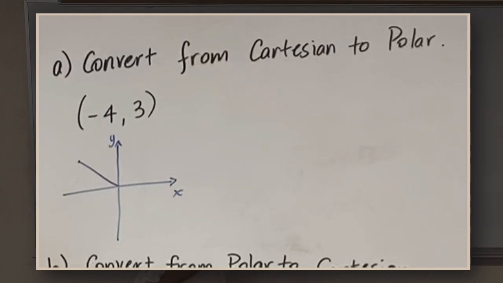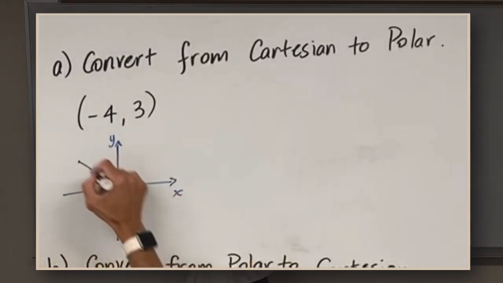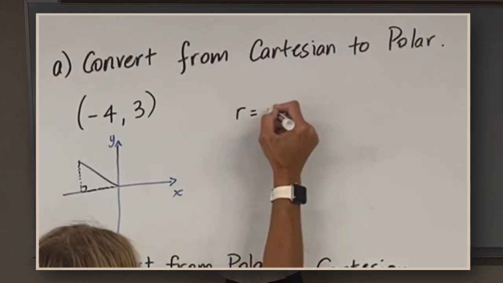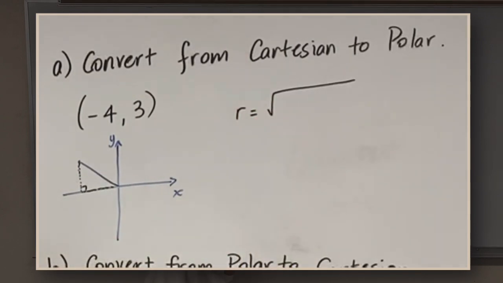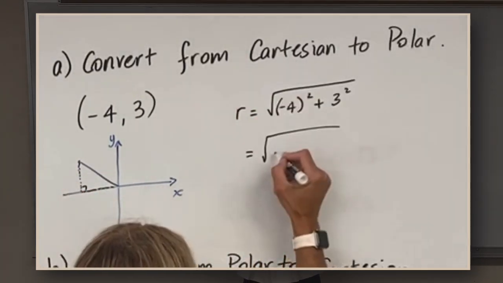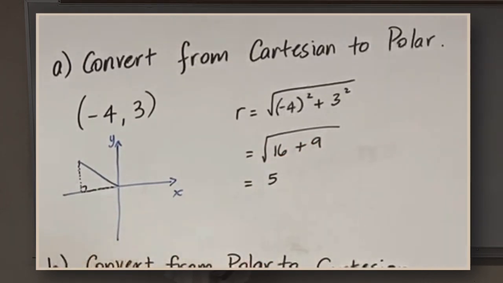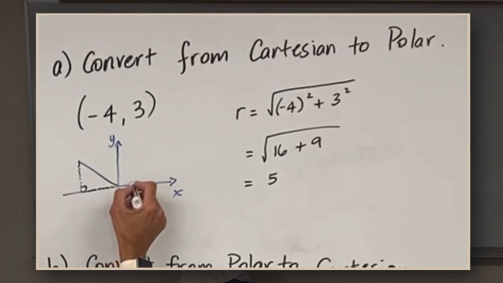Recall the relationship. Our r value, if we draw our little triangle, is the square root of our x squared plus our y squared, which happens to be the square root of 16 plus 9, which is the square root of 25, which gives us 5. So the radius is 5, but we need to determine this angle.